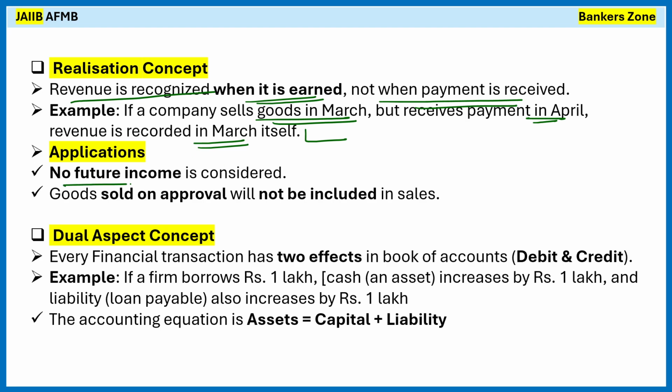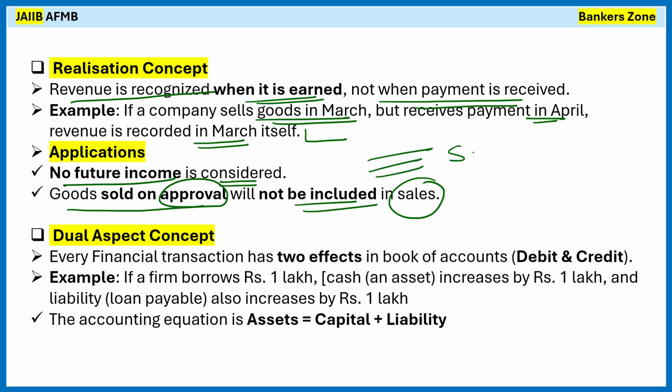See, no future income is considered, and goods sold on approval will not be included in sales. Why? Because we are not sure whether the receiver will accept or reject the goods. For example, Flipkart has a policy that once you get the delivery, you can either accept or reject it depending on the condition of the parcel you are receiving. So if you deny it, then those goods sold on approval will not be included in sales.